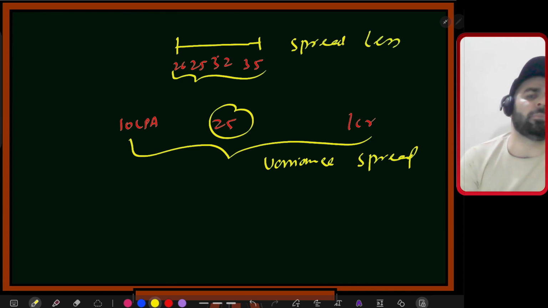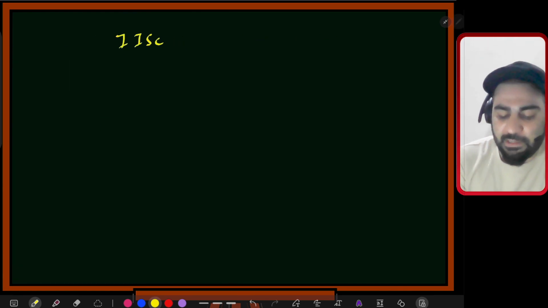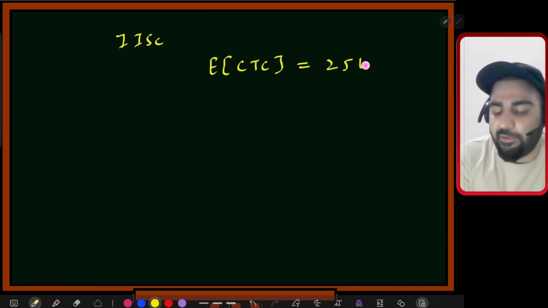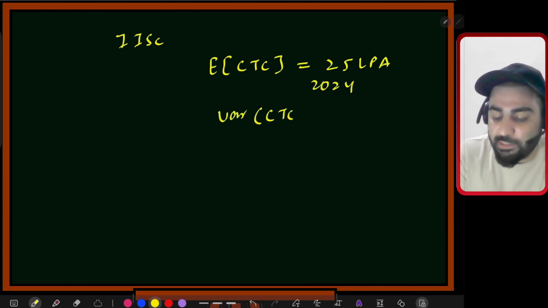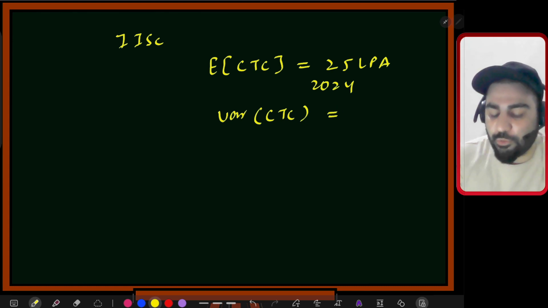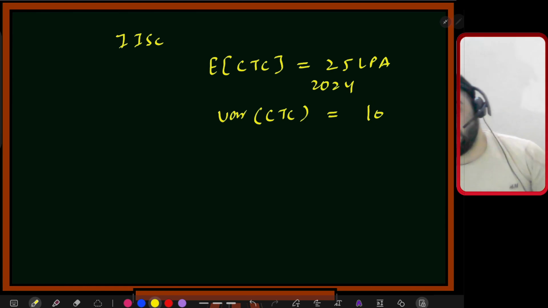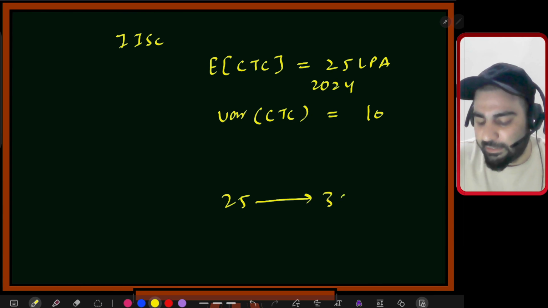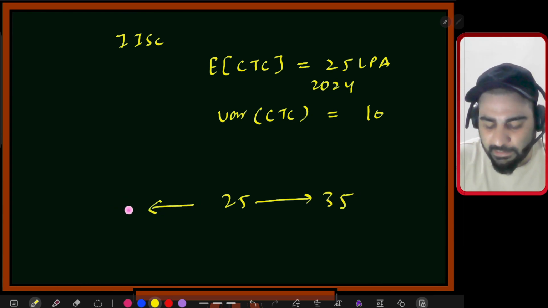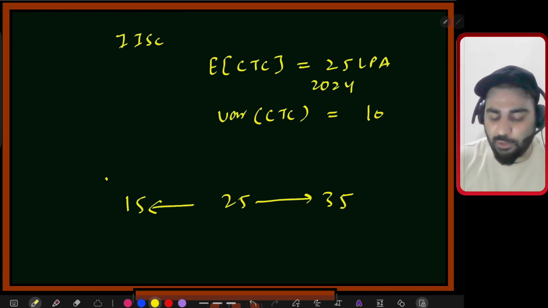Now if you only give me two numbers, I can tell you a lot of story. So if you say, let's suppose, in IIC the expected CTC for year 2024 was 25 lakhs per annum, and the variance of CTC was, let's give it a proper number, some 10 or something. Plus minus 10 basically tells you that people got around 25. Plus 10 over here is 35, and minus 10 over here is 15. So I got to know a lot of things.